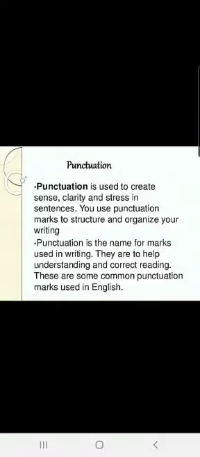Children, the very common punctuation marks we use are full stop, comma, question mark, exclamation mark. Then we even see apostrophe, colon, semicolon, hyphen, at the rate. There are many marks which we use in a sentence to create more clarity regarding the sentence or the paragraph.